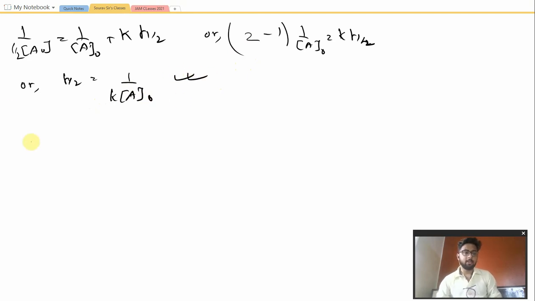Now we have to calculate the T 1 by 4. In the question the value of T half is, I guess, provided to us.